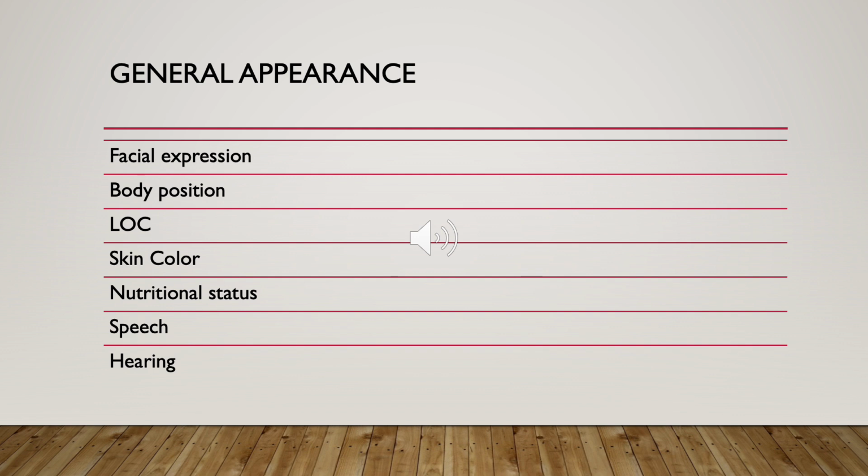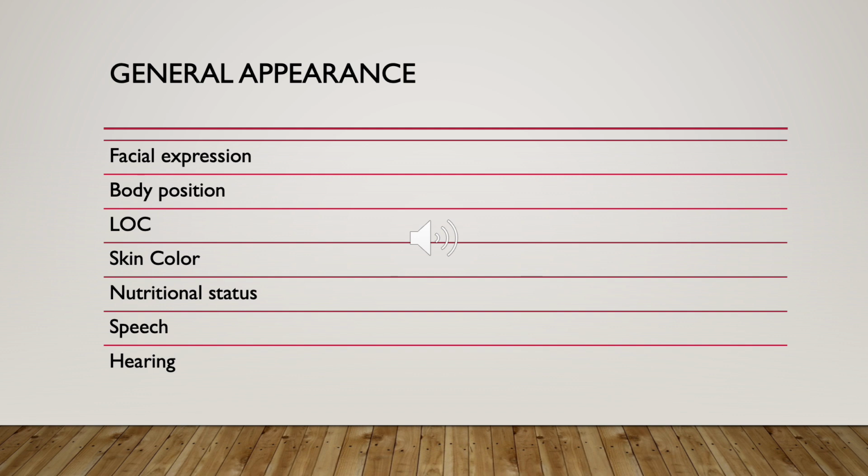For example, what's their facial expressions like? Are they appropriate to the situation? You want to know what their body position is like. Are they relaxed and comfortable, or are they tense and in pain? What is their LOC? Are they alert and oriented? Are they attentive to your questions? Do they respond appropriately? Do they know what their name is, their birth date? Do they know what date it is? Now, people in the hospital do lose track of time, and that is a normal finding. Just keep that in mind.